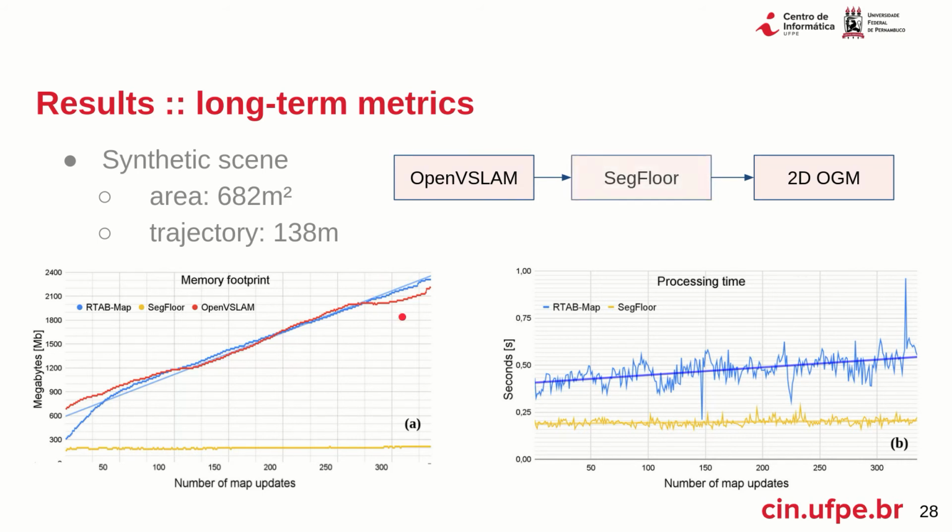On the other hand, changing this configuration to OpenVSLAM followed by our proposal represents a slight offset regarding the SLAM's memory footprint. Regarding the processing time over map updates in the figure on the right, the trend lines highlight an almost constant behavior of our approach and an increasing behavior of RTAB-Map.